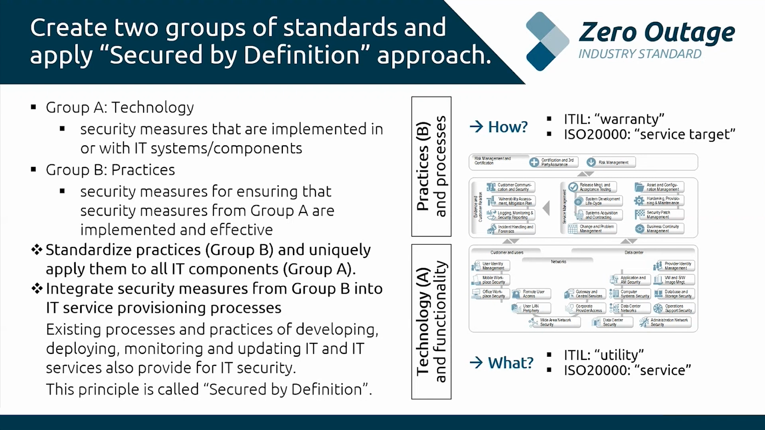And the best way to care for security is integrating IT security in these IT provisioning processes. Many larger organizations are using ITIL or ISO 20000 as a guideline for defining their IT service provisioning process. You start with design and implementation, and it also covers, of course, operations and all the improvement activities. And the security needs to be built in there. So the existing processes and practices for developing, deploying, monitoring, and updating the IT are used, and in these processes, IT security is also observed. That's the best way, it's cost effective, and it really works, and we call this principle secured by definition.